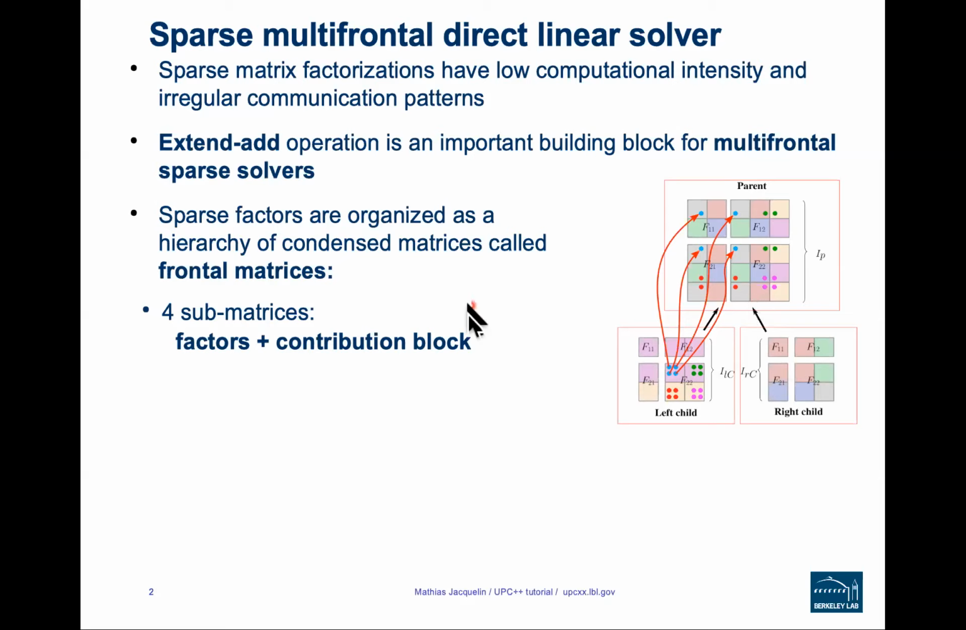Each of the frontal matrices is composed of 4 sub-matrices. So basically, if we look at the parent over there to the right, we have the F11 matrix, F12, and F21, which are called the factors, while the lower right matrix, the F22 matrix, is called the contribution block. So one thing that I've mentioned is that in multifrontal algorithm, we are dealing with condensed matrices.